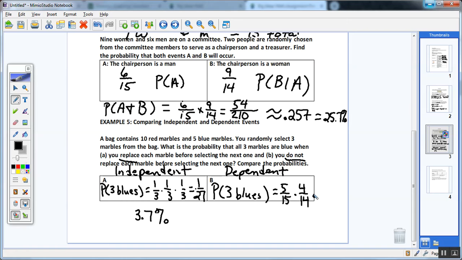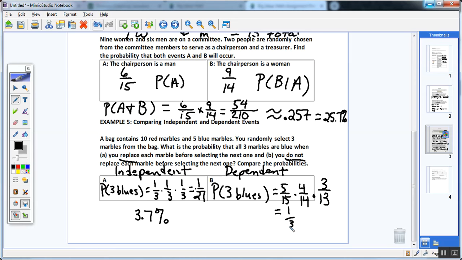Now, on that third draw, am I replacing anything yet? No. So when I reach in there a third time, how many marbles still remain? 13, of which how many of the 13 remaining would still be blue? 3. Right? Let's make this a little easier on us. 5 over 15 would reduce to 1/3, wouldn't it, kids?